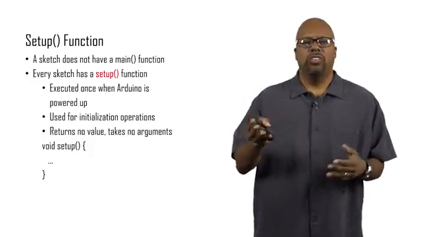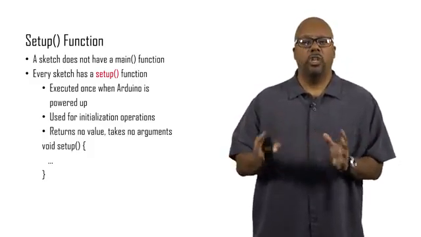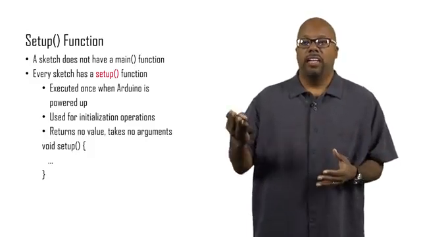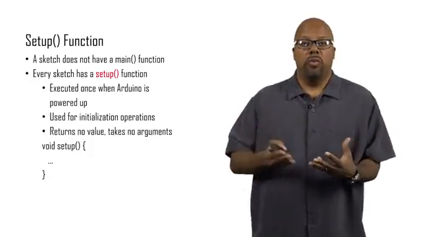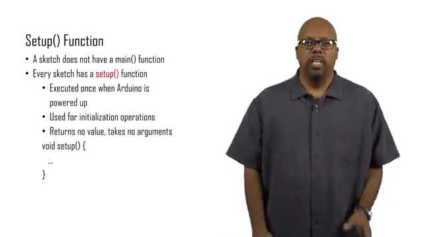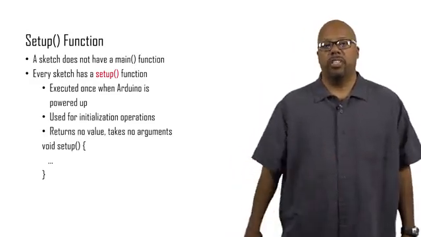So it always starts off with void setup. Setup takes no arguments and returns no value, so it's void. Between the curly brackets, you just list whatever setup operations you want to perform. Every Arduino program has to have a setup function.